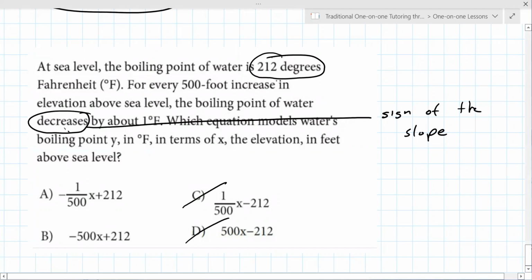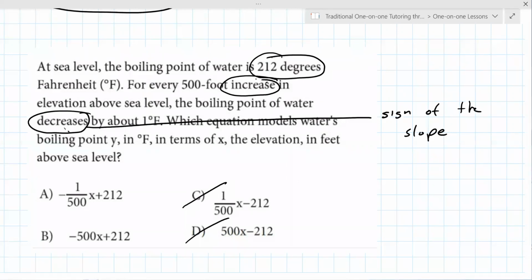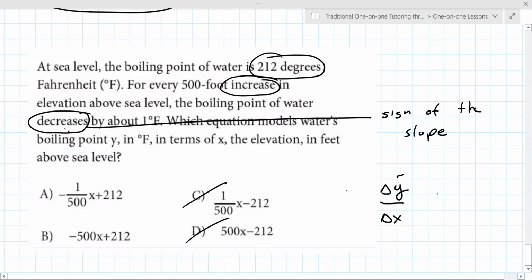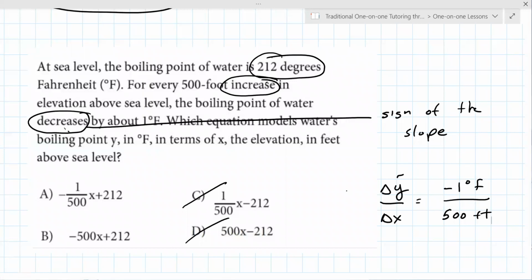Now I'm actually seeing, okay, you probably saw this word right here, increase. Maybe that's what led you to choosing D. So it is a 500 increase, but you're also decreasing by about 1 degree F, and they're giving you the boiling point as your Y. So you have to think about it in terms of the change in Y over the change in X. So the change in Y is the minus 1 degrees F over the 500 feet, like that.